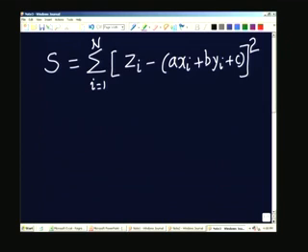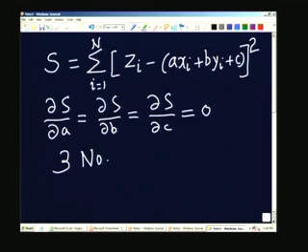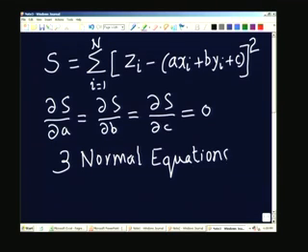Again, you will see that the procedure is very simple. I have to set dou S by dou a, dou S by dou b, dou S by dou c all equal to 0, and this will give three normal equations which have to be solved simultaneously. Actually, I will just give one normal equation. The student can work out how the other ones are going to look.